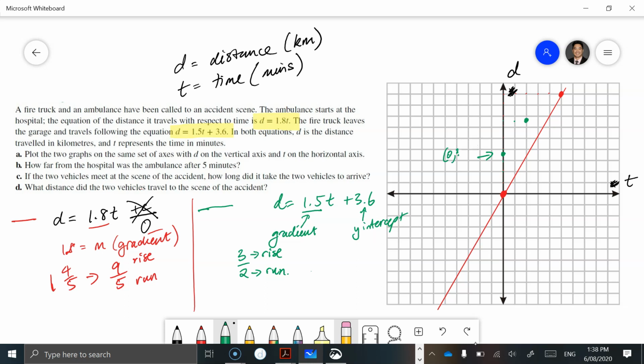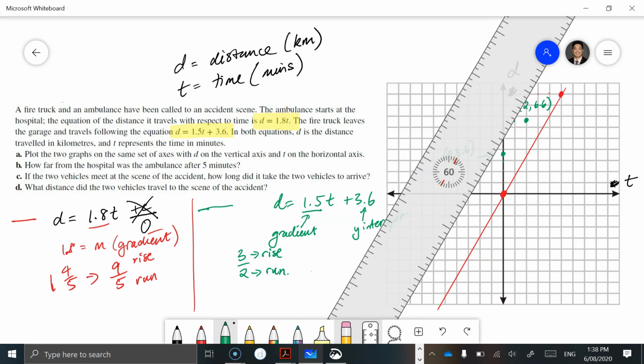Let me just make that neater. 3.6. And this one is going to be 2. And then because we moved up 3, 3 plus 3 is going to be 6.6. All right, so let's jot this down, okay?